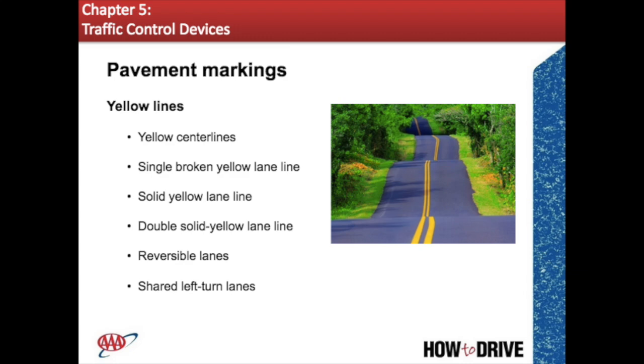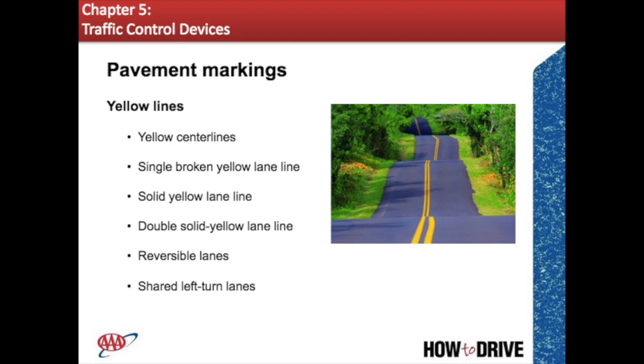Then we have a single broken yellow lane line or a broken yellow lane line to the right of a solid yellow lane line. This means that the driver can pass if it is safe to do so. Then we have a solid yellow lane line to the right of a broken yellow lane line. This means that passing is prohibited. Then we have a double solid yellow lane line. This means that passing is prohibited in both directions.